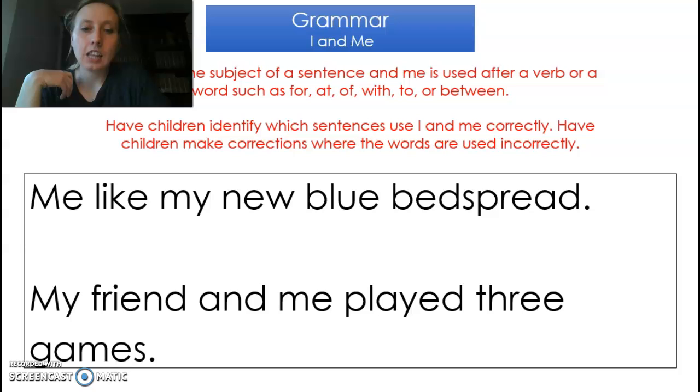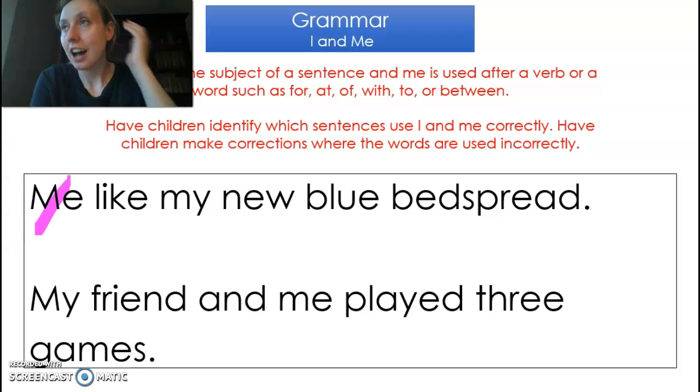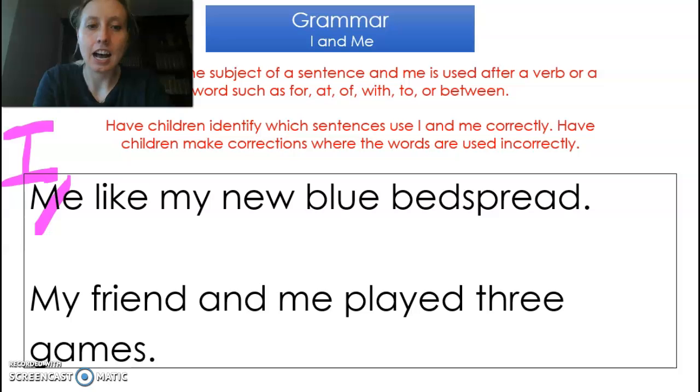So, me like my new blue bedspread. No, I would not say me like, I would say I like. That's right. I like my new blue bedspread. My verb is like. My pronoun is first, so it would be I.